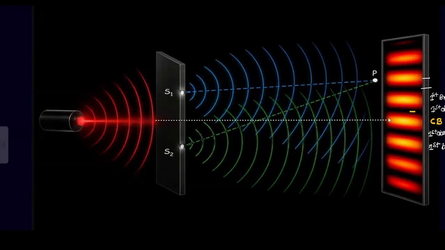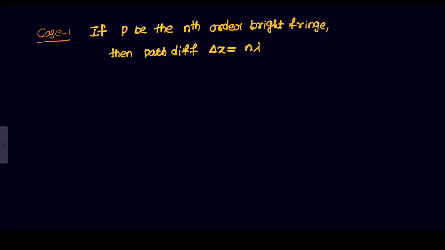So at this location we have a 0 path difference. In this case we have lambda. Here we have 2 lambda. Next we have 3 lambda. Like this will happen. So the point P may be at any location. Now we don't know. If 0, that is the central bright. So that's why the general solution is n lambda.